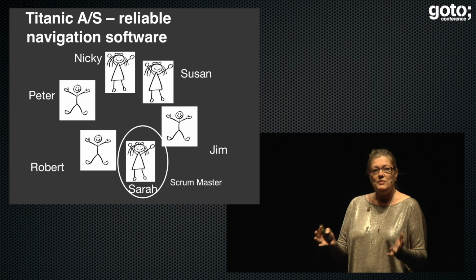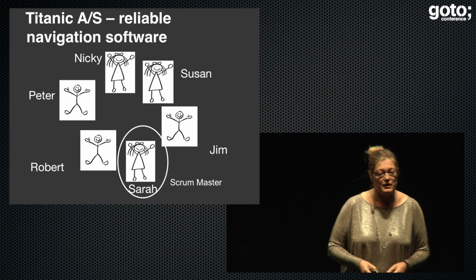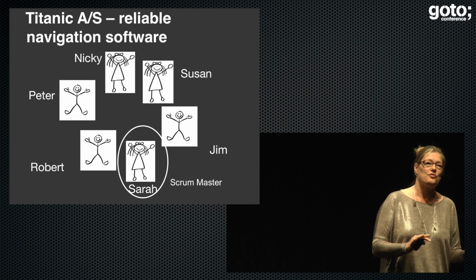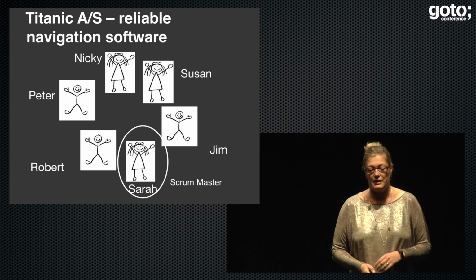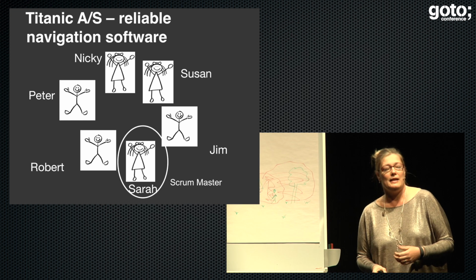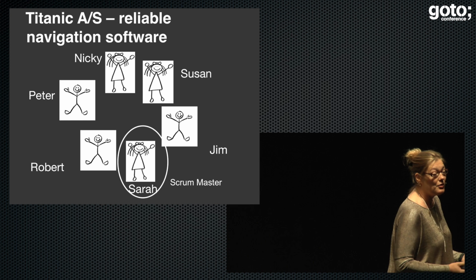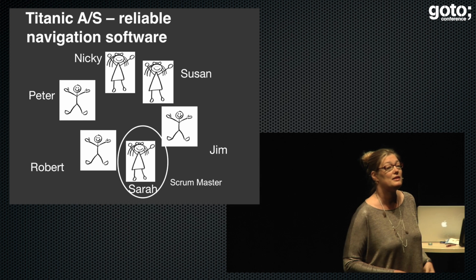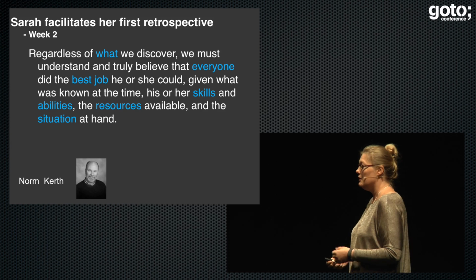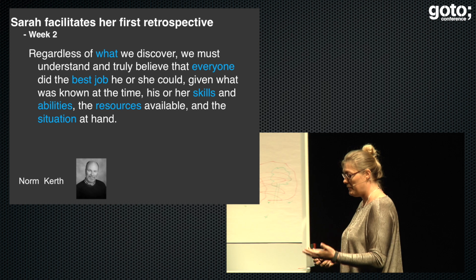So one of the teams consisted of the 6 people you can see up here: Nikki, Susan, Peter, Robert, Sarah, and Jim. And they sent all of them to a Scrum Master course. Then Sarah became the Scrum Master because she was interested in it. Since she was the Scrum Master at the Scrum course, she was told that she was to facilitate the retrospectives. So they started scrumming. They worked with their software. And after the first 2 weeks, she was supposed to facilitate her first retrospective.